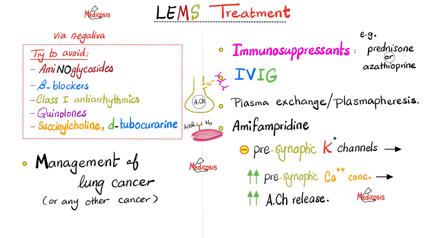How do we treat Lambert-Eaton Myasthenic Syndrome? Avoid the same medications. Also avoid succinylcholine and tubocurarine because they are neuromuscular blockers. If there is a lung cancer with Lambert-Eaton, you treat it. Similarly, since it's an autoimmune disease, use immunosuppressants, IVIG or plasma exchange, and the famous amifampridine.